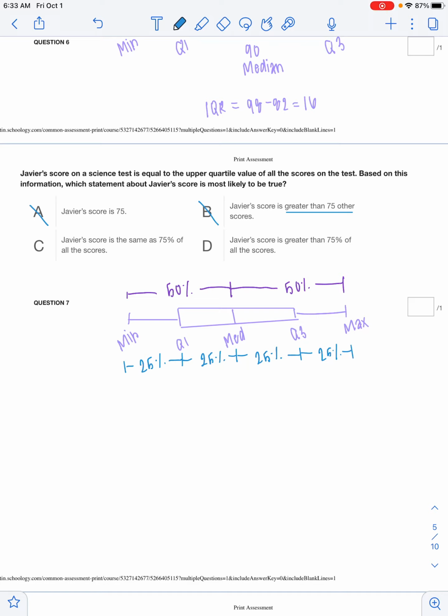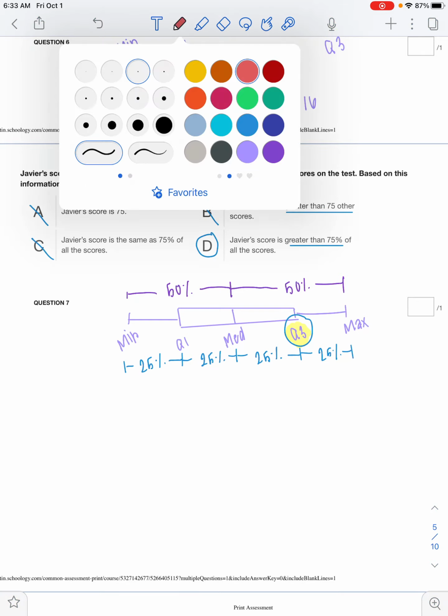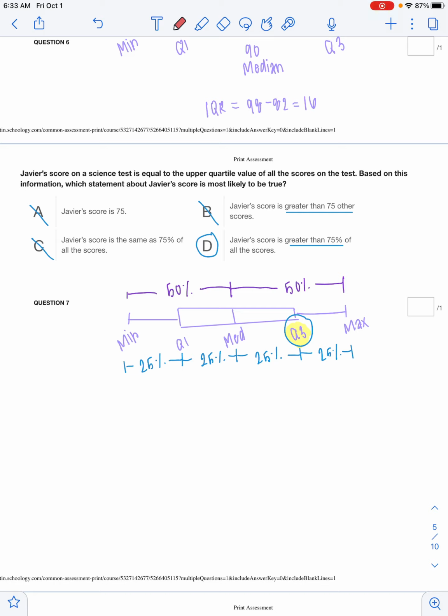C says his score is the same as 75% of the other scores. Well, remember, all we know is that his score is Q3. Javier scored Q3. So it wouldn't make sense to say that his score is the same as 75% of the other scores. But it is greater than 75% of the other scores because Q3 is greater than these three groups of 25%, which we can also think of as 75%. And so Javier's score is greater than 75% of the other scores.